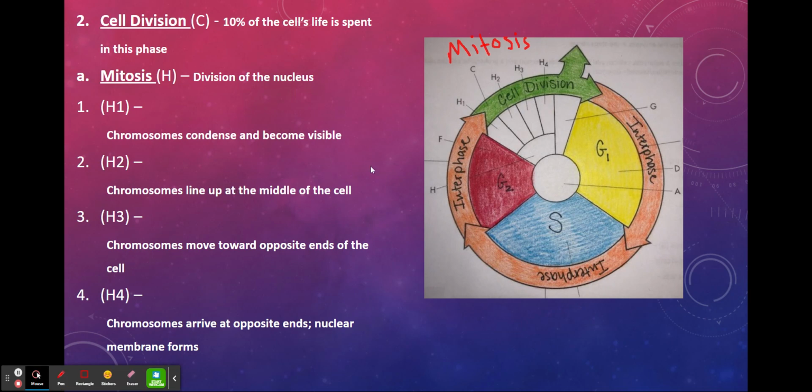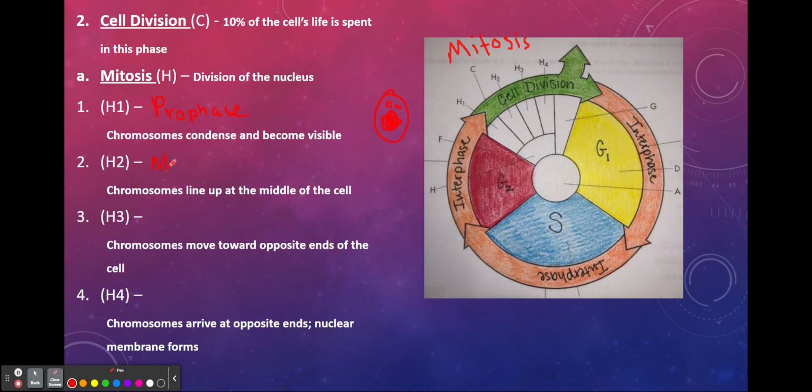So mitosis is also split into a bunch of parts. The first step is prophase, and it is when the chromosomes condense into the center and become visible. So you would see a bunch of stuff in the center of the cell, grouped together like this and visible, standing out, and you would maybe see some organelles.